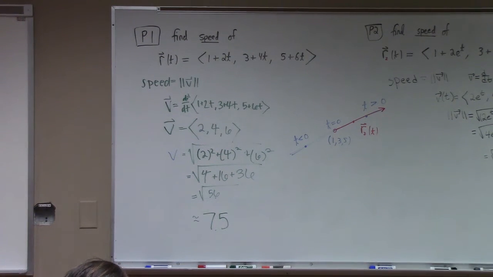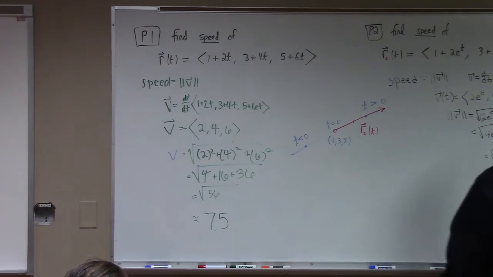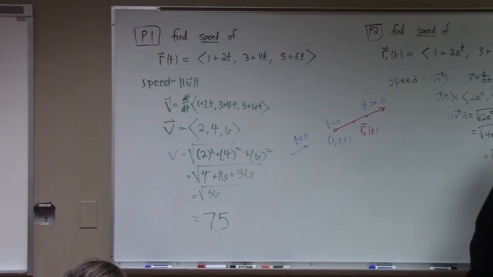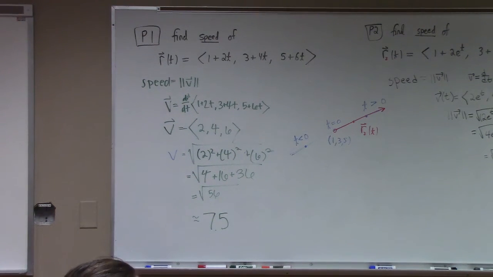Wait a minute. One of these is wrong. I'm just kidding. Like I said, try to do your best. I do these things too. But yeah, 16 plus 36 is 52. 52 plus 4 is 56, yeah. Like I said, I'll make these mistakes too.